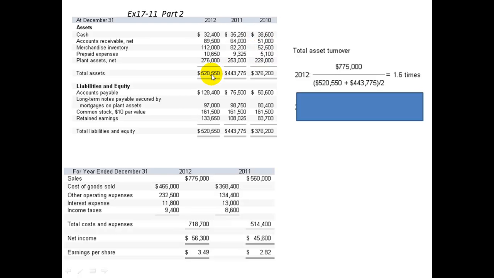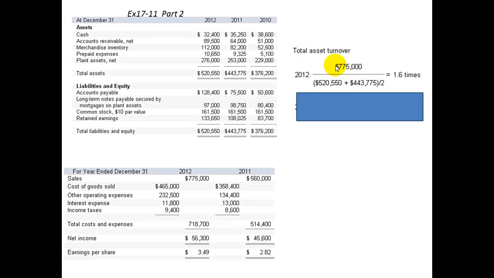2012 of the average, which starts with the ending balance of the assets in 2012 of $525.50, and you want to add to that the ending balance of assets in 2011, which is really the same thing as, you guessed it, the beginning asset for 2012. Add these two together, divide by 2, and you'll get the average for 2012. That average is then divided into the total sales number for 2012 to get the total asset turnover.